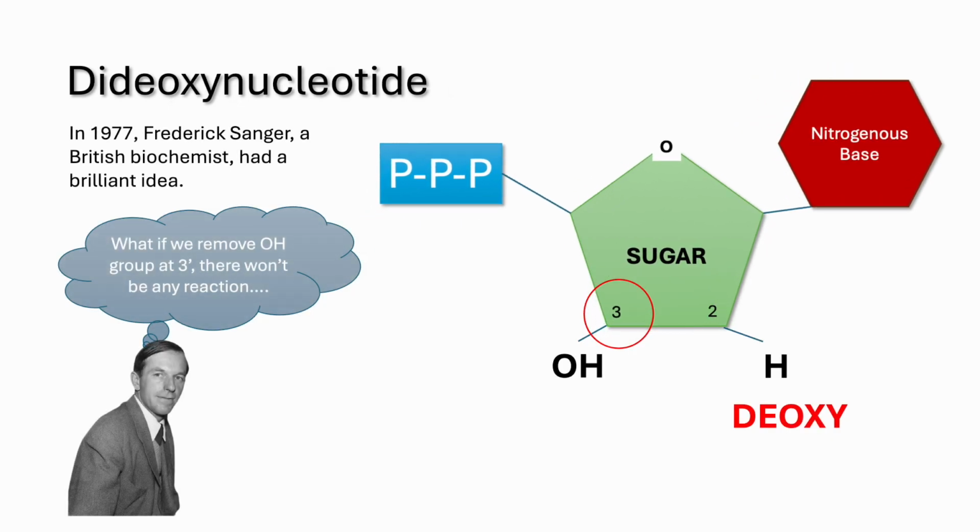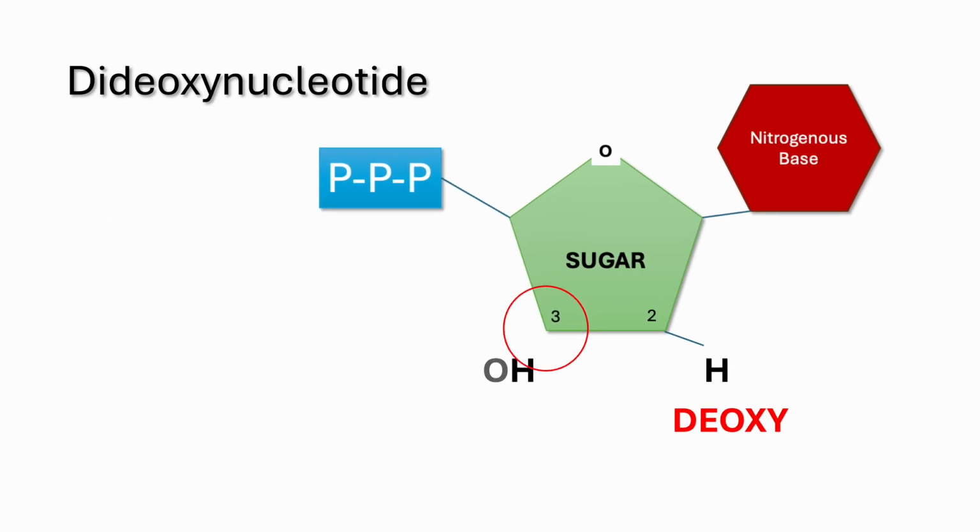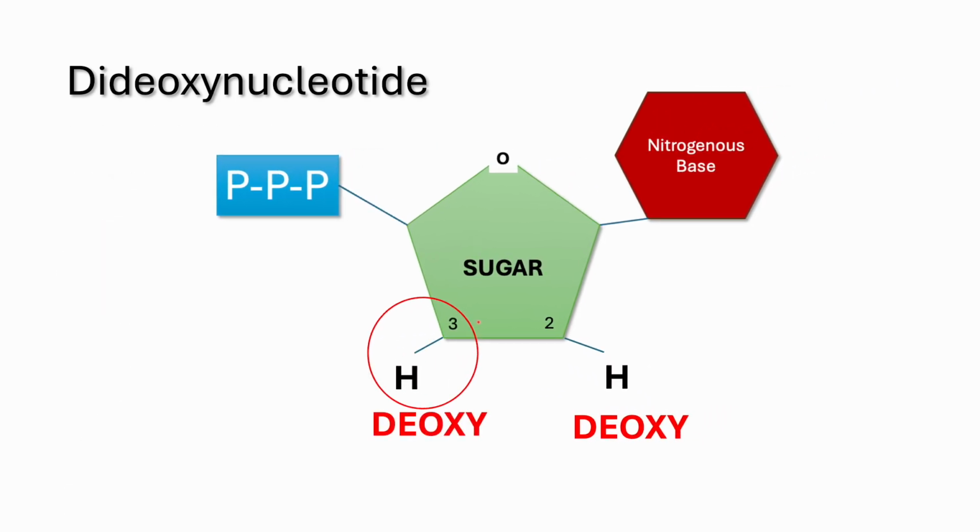In 1977, Frederick Sanger, a British biochemist, had a breakthrough idea. He thought, what if we remove the hydroxyl group at the 3' position here, so there won't be any reaction? So, the removal of the hydroxyl group here leaves only the hydrogen at the 3' position of the deoxyribose sugar. Now, the ribose sugar has 2 deoxy, hence the name dideoxynucleotide.